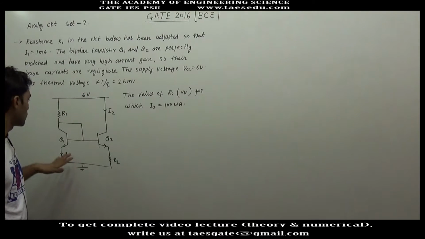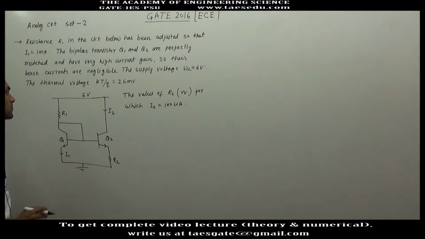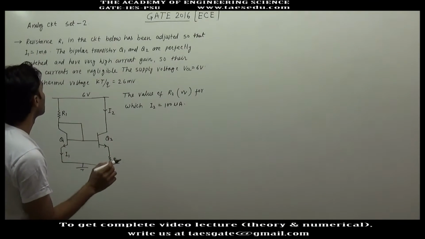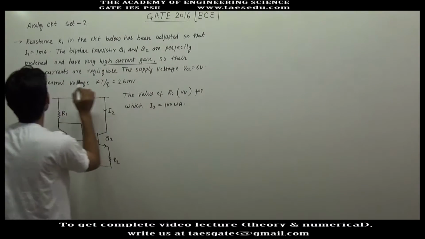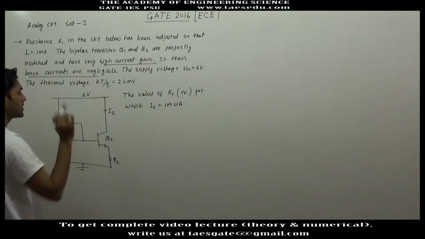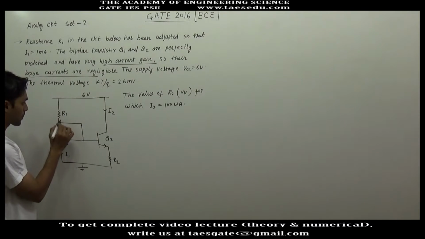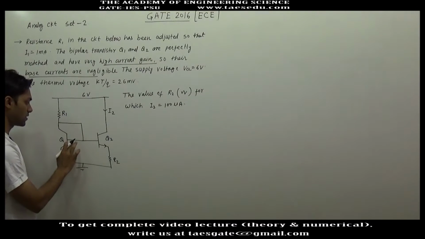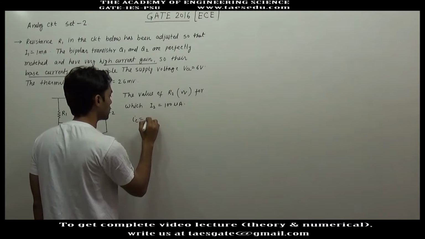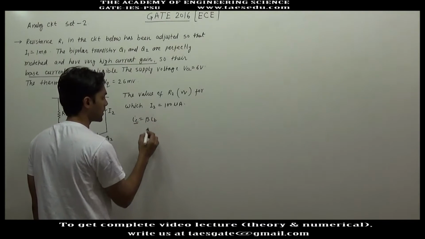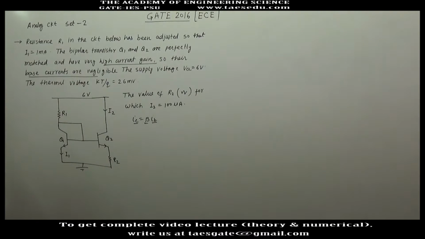In this question, there are two bipolar transistors, and these two are matched transistors. For both transistors, beta, the current gain, is very high, so their base currents are negligible. They will have finite collector current and emitter current, but since IC equals beta IB, IC is finite and beta is very high, so IB can be neglected.